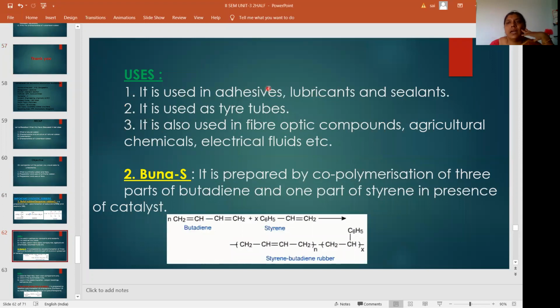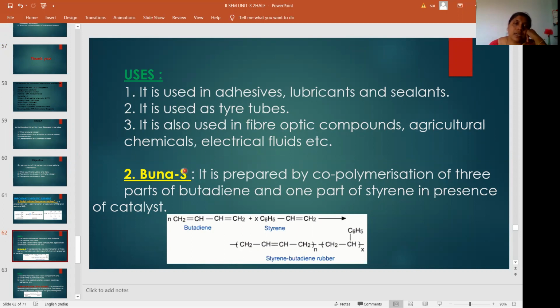It is used in adhesives, that is for attachments, lubricants for lubrication, and sealants for sealing purposes. It is used as tire tubes. It is also used in fiber optic compounds, agricultural chemicals, and electrical fluids. So this is about butyl rubber.